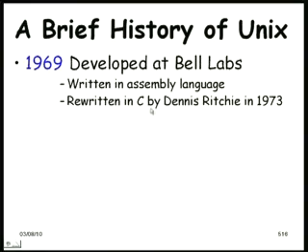So, if we look at the history of Unix, it was developed at AT&T Bell Labs in 1969, written in assembly language, and it was rewritten by Ritchie in C language in 1973.